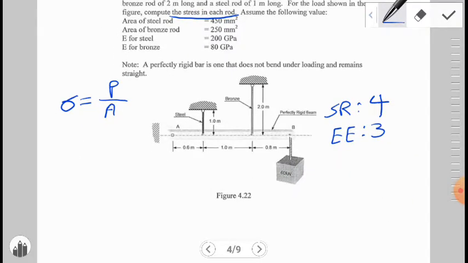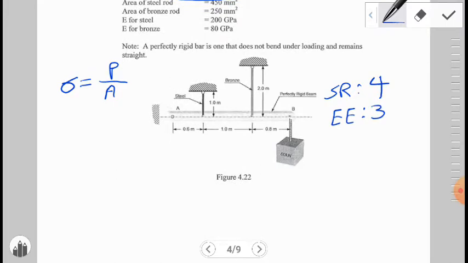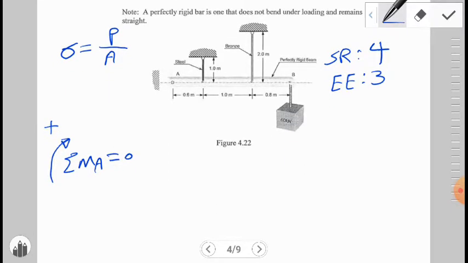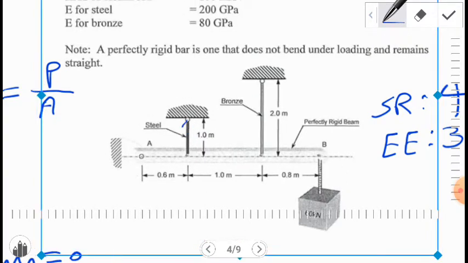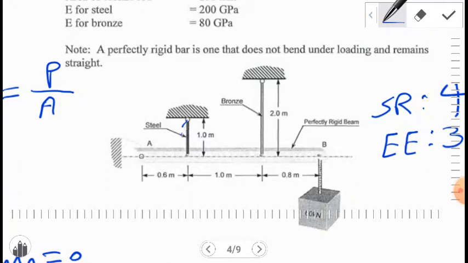For analyzing this beam, at the beginning, based on the equation of equilibrium, we write sigma M_A is equal to 0. We assume clockwise direction is positive. For example, at the beginning we assume that the internal forces generated inside the steel rod and the bronze rod are upward.